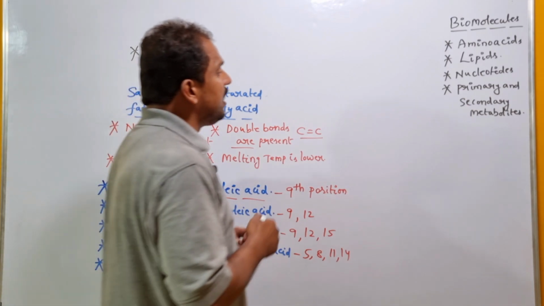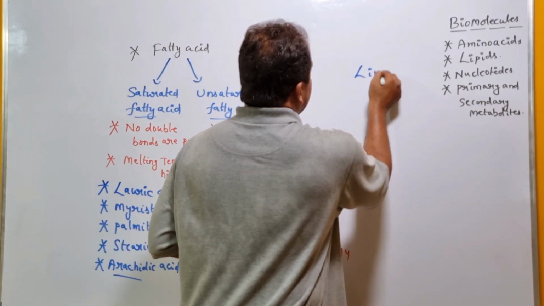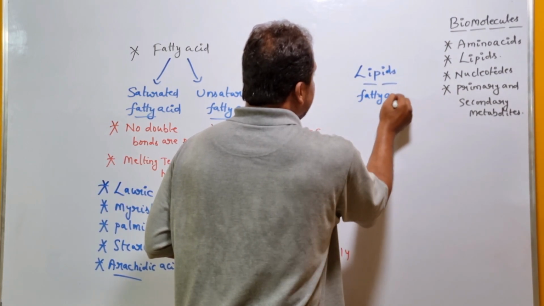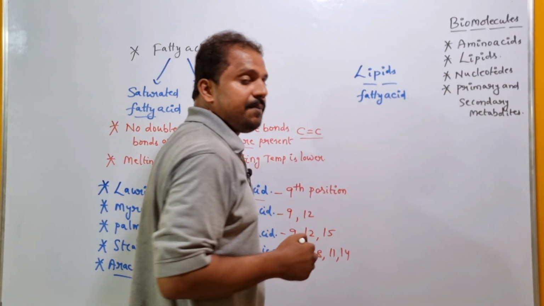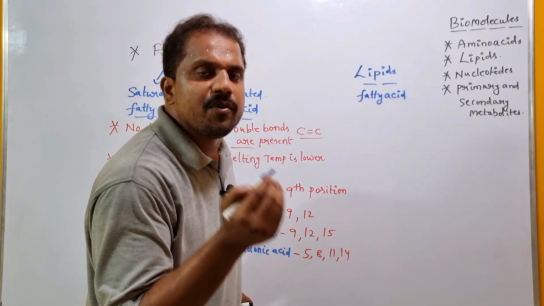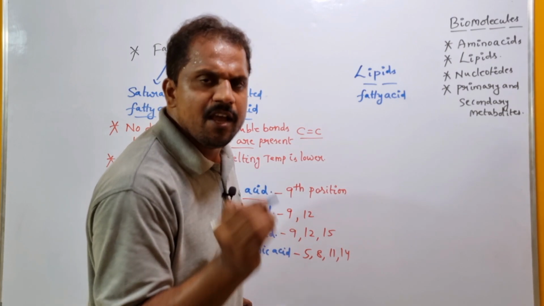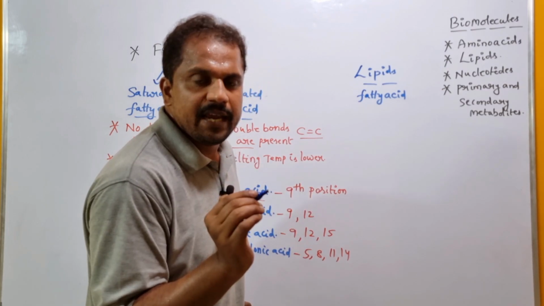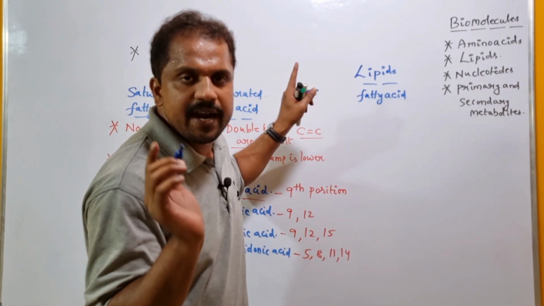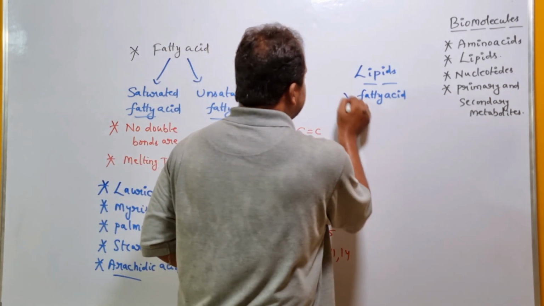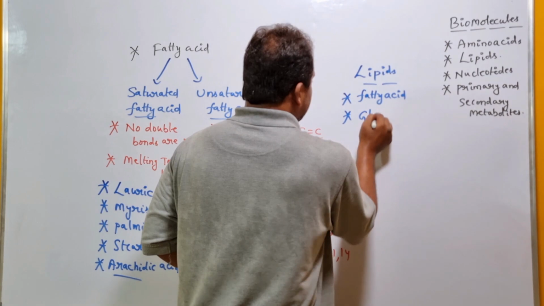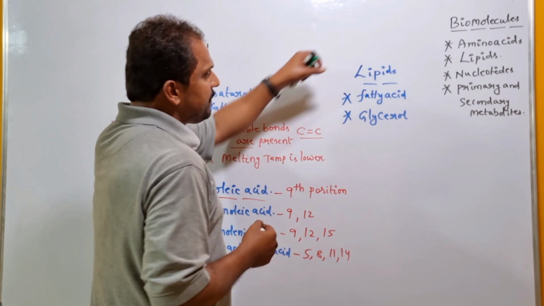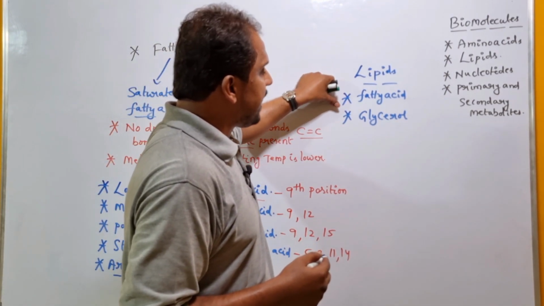Is it clear? So here we need to understand one key point. As I've already mentioned, lipids contain a specific component which is nothing but fatty acid. In addition to the fatty acid, the lipid contains one more component which is nothing but glycerol. Most commonly the lipid contains both fatty acid and glycerol, and very rarely the lipid only contains fatty acid. Fatty acid and the other one is glycerol.